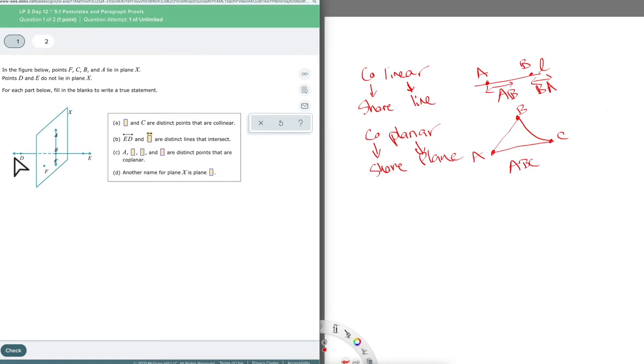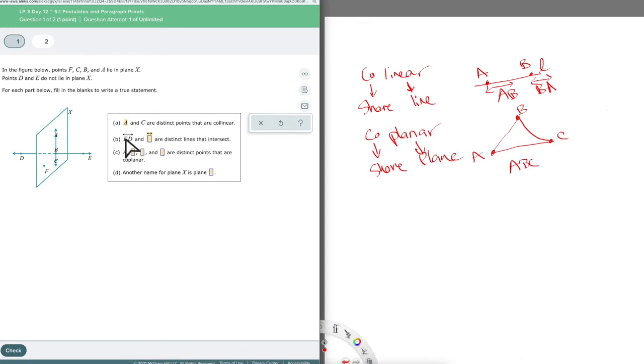For each part below, fill in the blanks to make the statement true. For A, it says blank and C are distinct points that are collinear. Remember, collinear means to share a line. So I want C to share a line. I could choose A or B, and distinct points means different points, so you can't choose C again. But I could do A or B. They're both on the same line, so both of them are the correct answer.